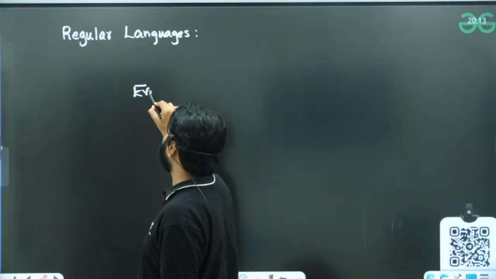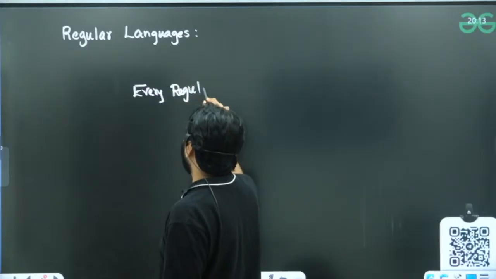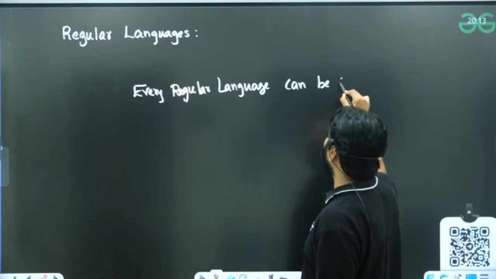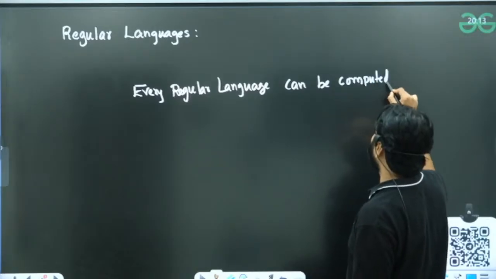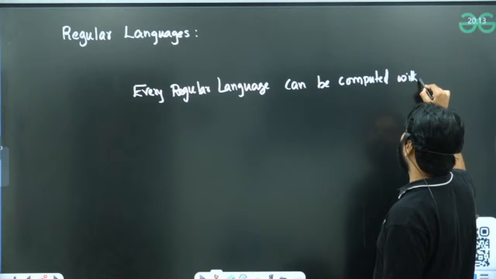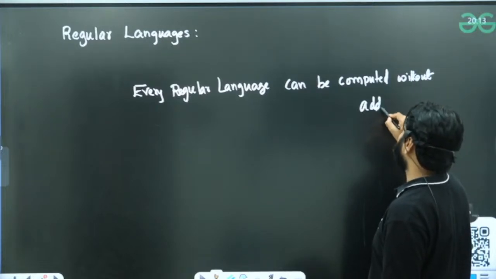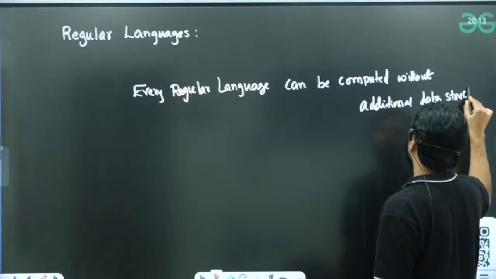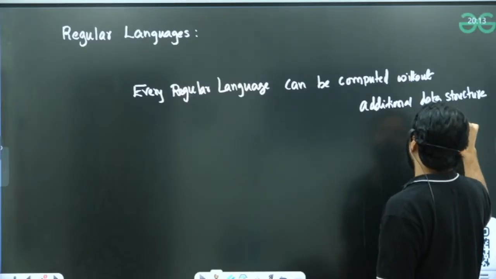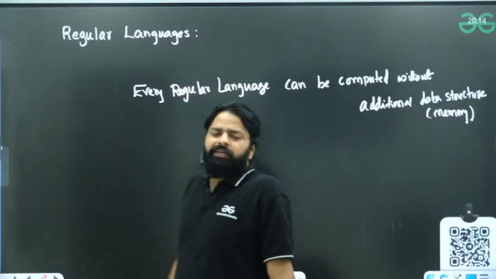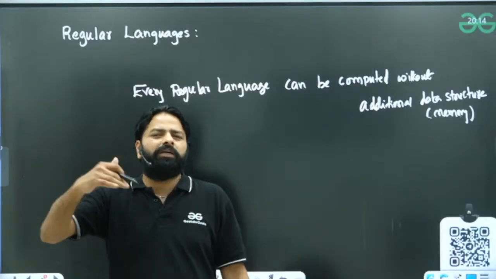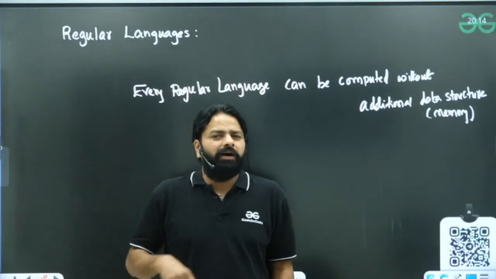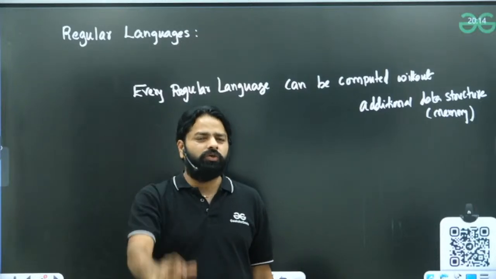Every regular language or regular problem can be computed without a data structure, without additional memory. So you will represent it using finite automata or regular expression or regular grammar. That would be enough to understand your input. You don't need to maintain any extra data structure to solve it. You have some control, and that control would be sufficient to solve it.